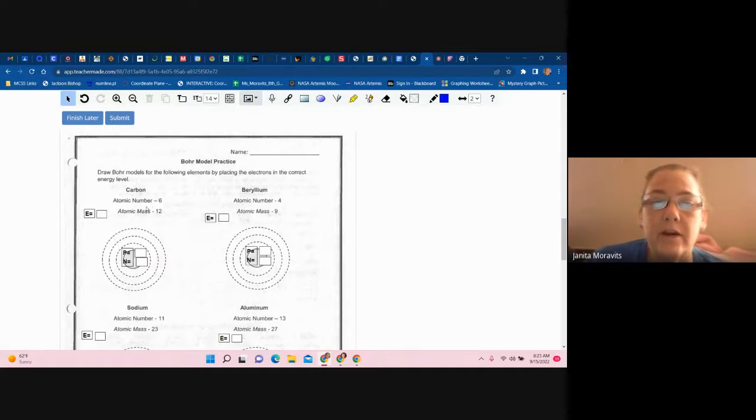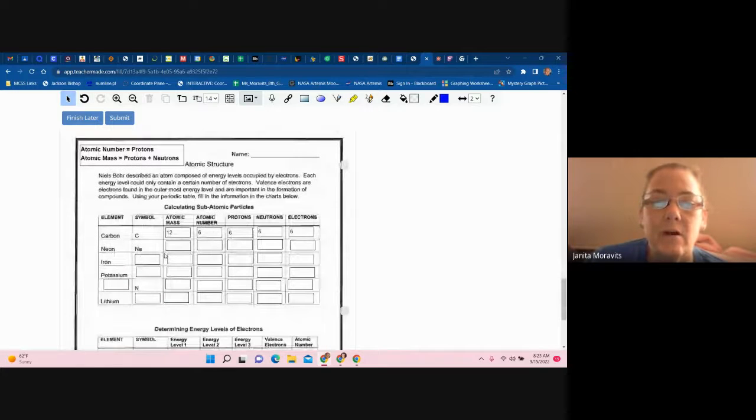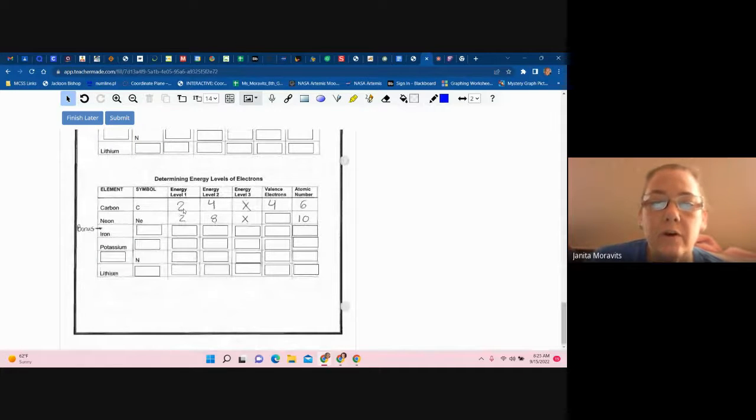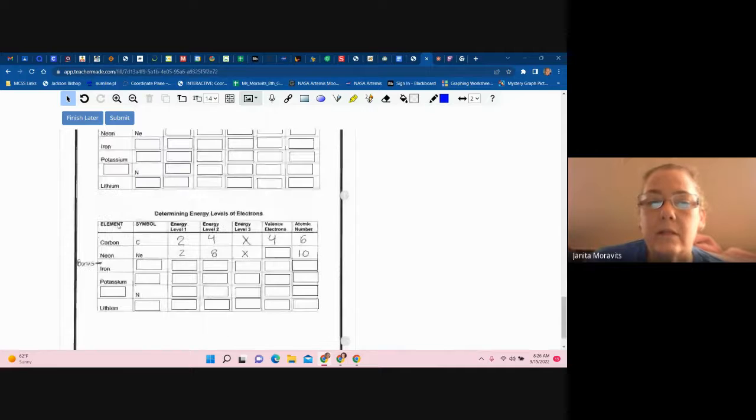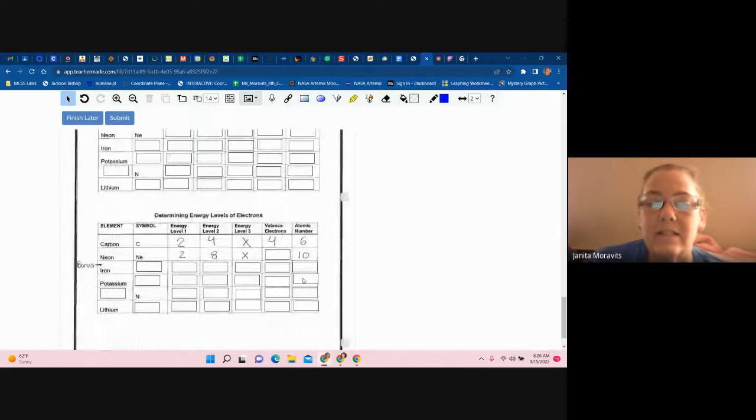And that's what they're asking you down here. Let's go back to the carbon thing. 2 in the first level, 4 in the second level. And it didn't have any in energy level 3, so you just put an X in there. Your valence electrons are the ones in its outermost level. If it has 3 levels, you would go with whatever that number was here. It only has 2 levels, so it has 4 valence electrons. And we know that carbon's atomic number is 6.